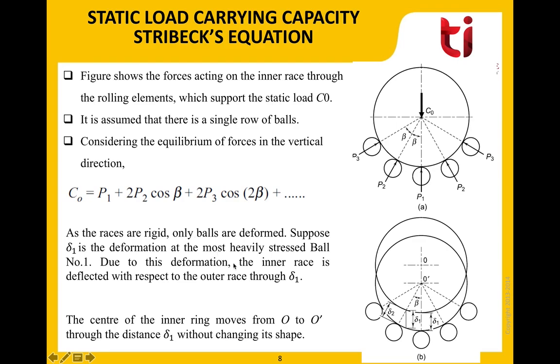Now, as the races are rigid, only balls are deformed. This was our first assumption. Suppose that delta 1 is the deformation at the most heavily stressed ball, which is ball number 1, this ball. This is the delta 1 deformation that occurred due to this ball. Due to this deformation, the inner race is deflected with respect to the outer race through delta 1. Therefore, the center of the inner ring, which was earlier O, shifts to O dash through the distance delta 1 without changing its shape. The inner race, because it's assumed to be rigid, still retains the circular form, but it deflects by a distance delta 1 from its earlier position.